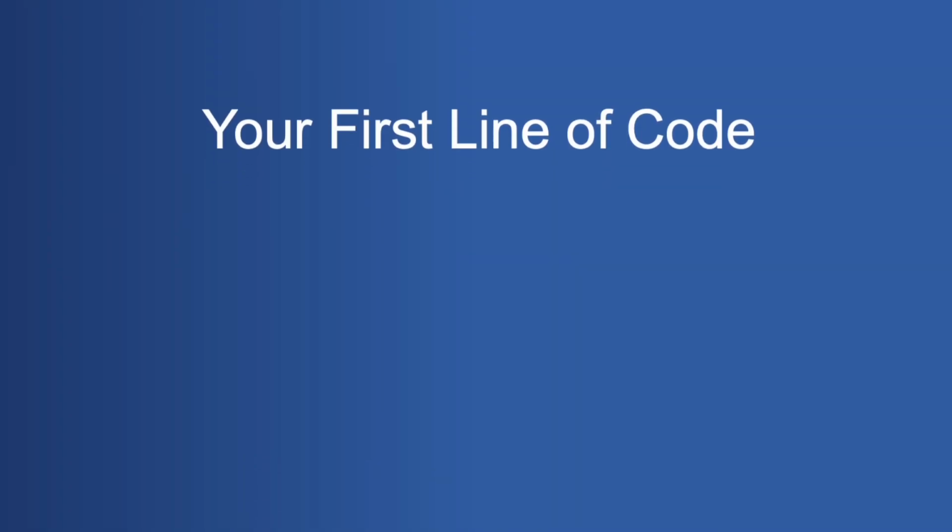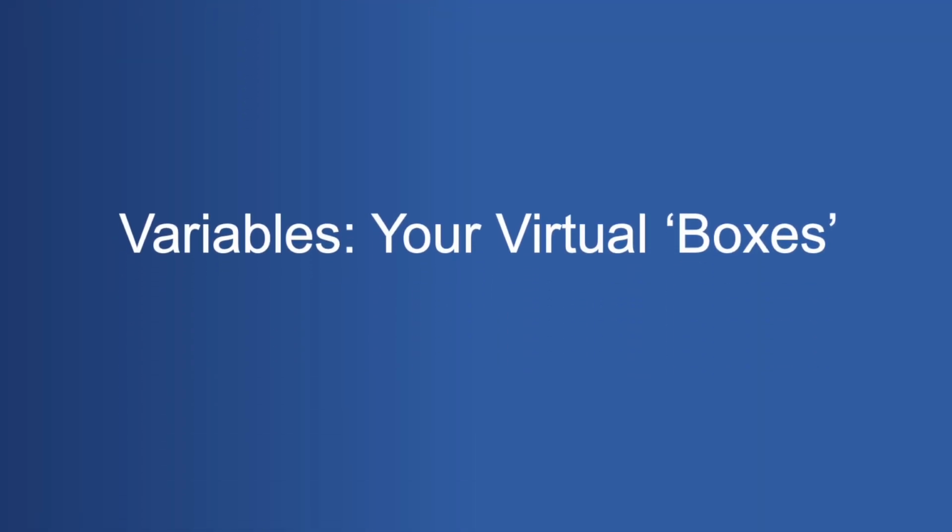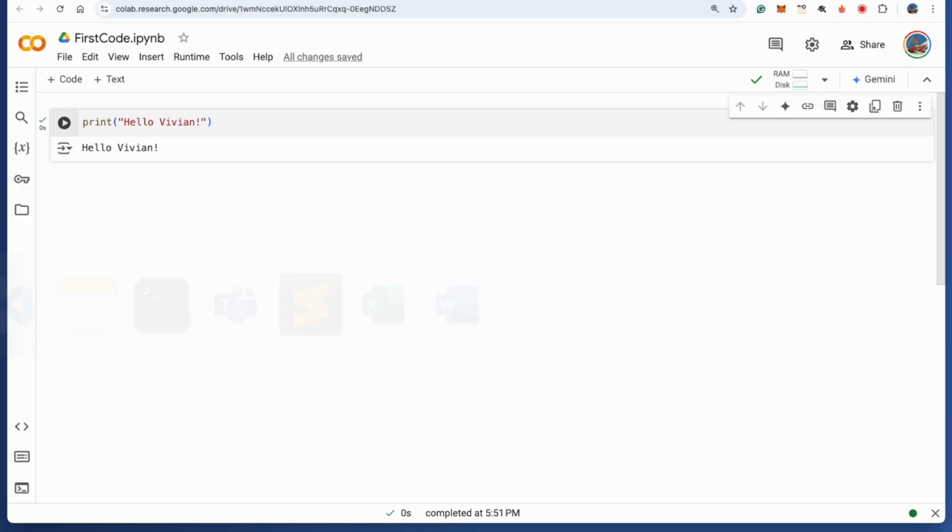Next, let's jump into variables, your virtual boxes. Imagine your room filled with boxes, each labeled with a name. There's a phone charger box, there's a snacks box, there's a guitar picks box. In coding, variables are like these boxes. You label them and put stuff inside them. So let's go ahead and see some examples.